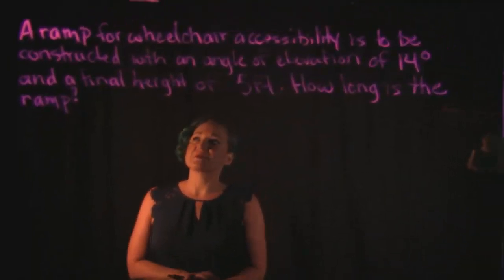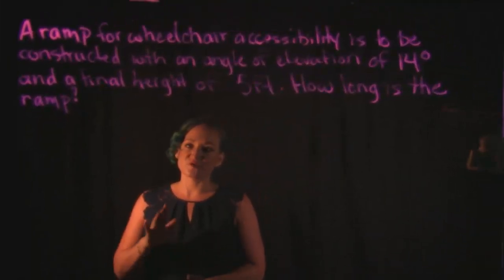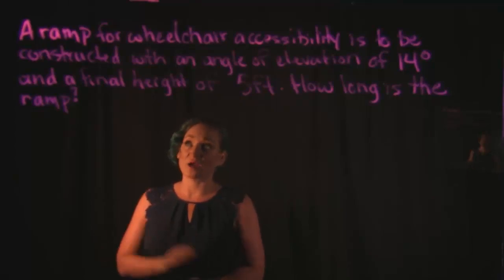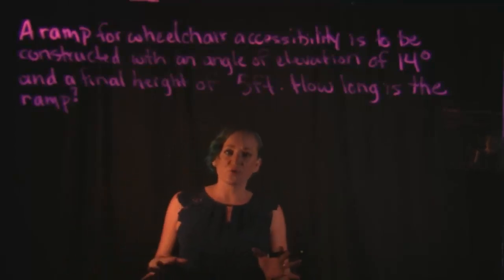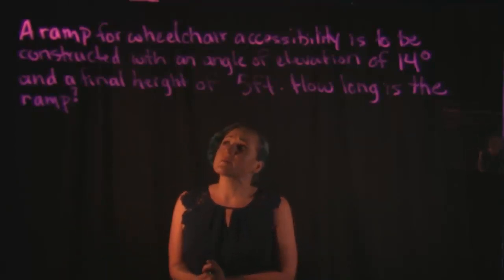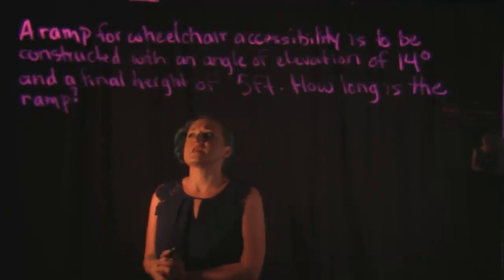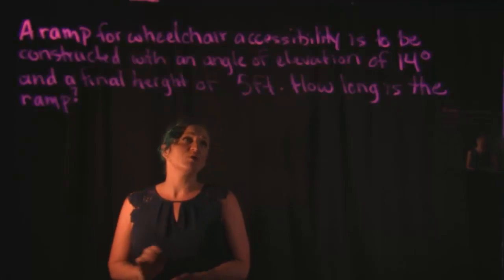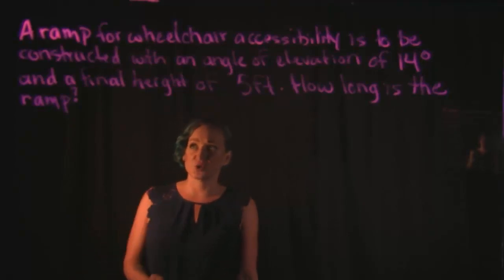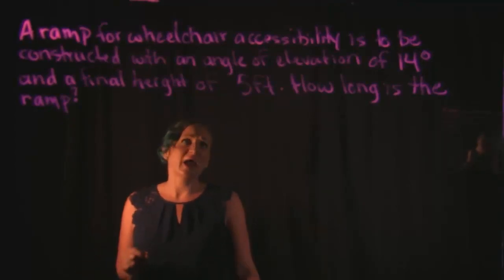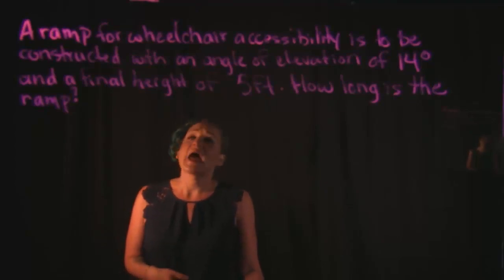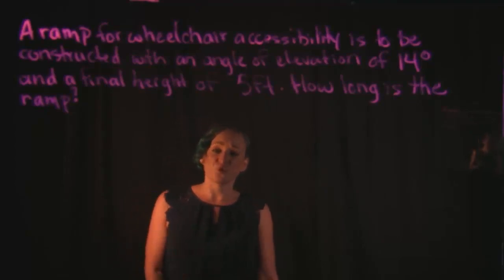All right, so today we're going to be solving some application problems for some right triangle trig problems. So jumping right into the problem here, this problem says that we have a ramp for wheelchair accessibility that is to be constructed with an angle of elevation of 14 degrees and a final height of 5 feet. How long is the ramp?